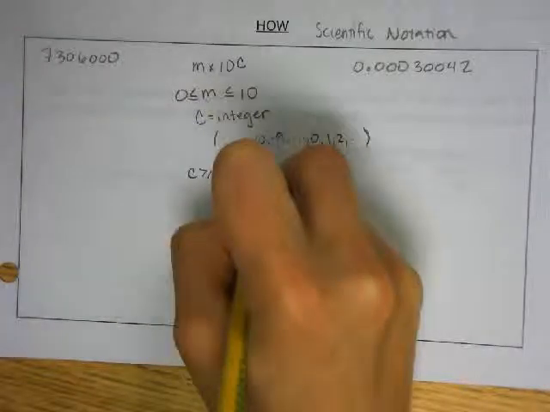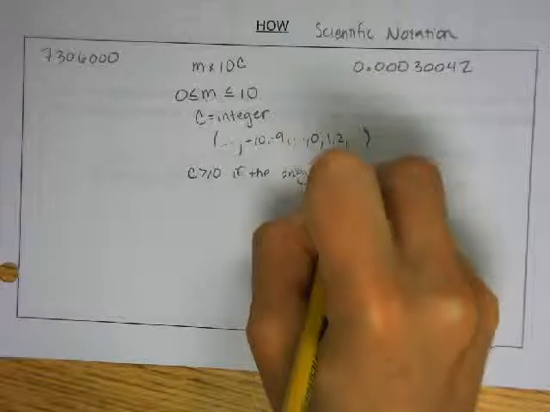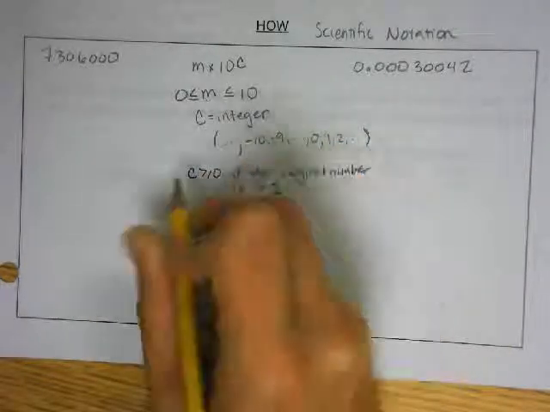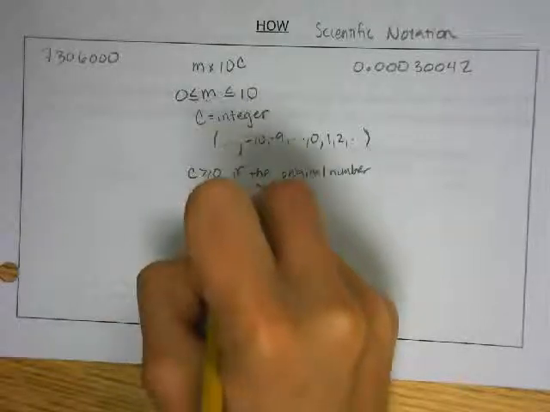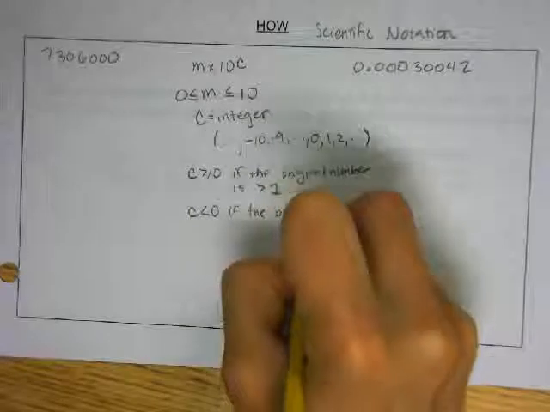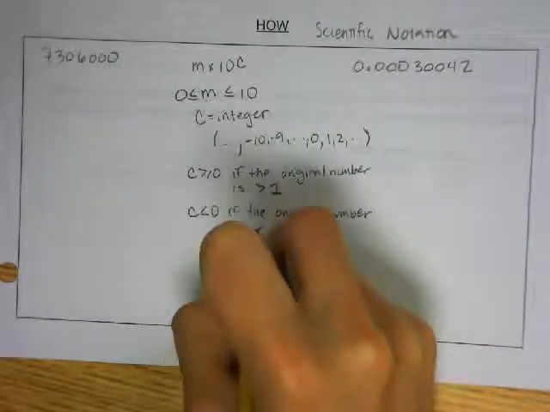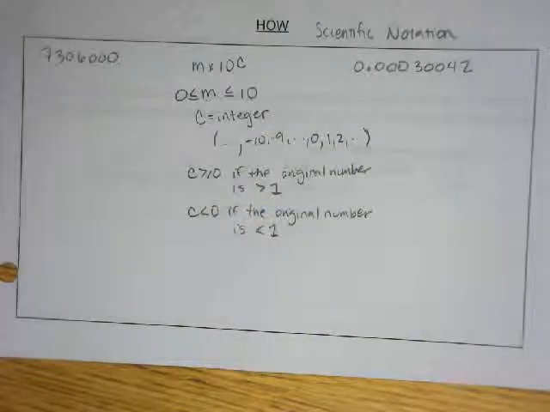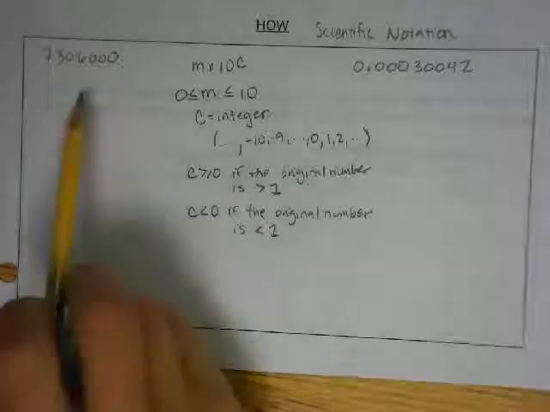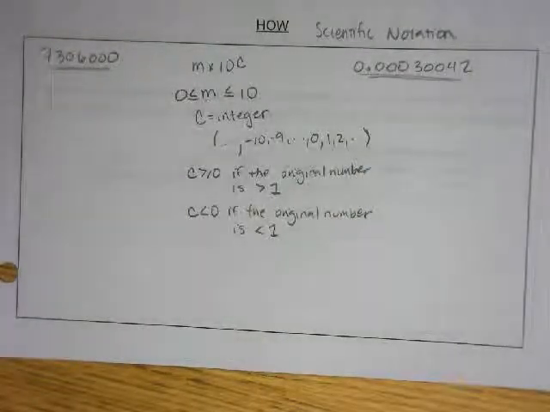if the original number is greater than 1. C is negative if the original number is less than 1. Okay, so I'm going to work through two examples, one for a number that's greater than 1 and one for a number that's less than 1.